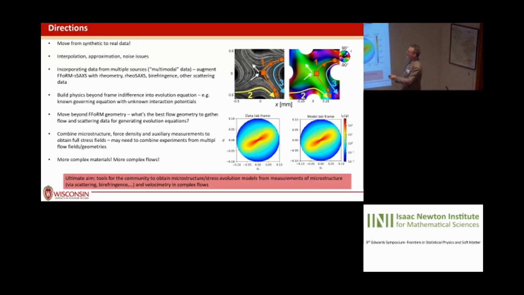I hinted at building known but approximate governing equations into the framework. We've done that in other contexts, and we're in the process of doing that here. I mentioned at the beginning that the four-roll mill geometry is not obviously the best geometry for looking at particular processing applications. It would also be really interesting to extract as much as we can about the actual stress field as well as the microstructure. So with that, I will wrap up, and hopefully I've left a little time for questions.